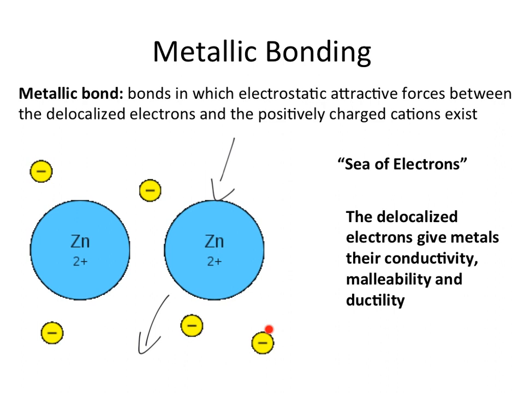Also, this affects the conductivity, the flow of electrons that are able to go through the metal. That's why metals are conductive. So basically, this metallic bonding in this sea of electrons is what gives metals their properties.